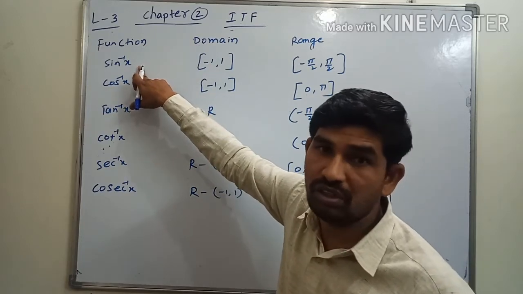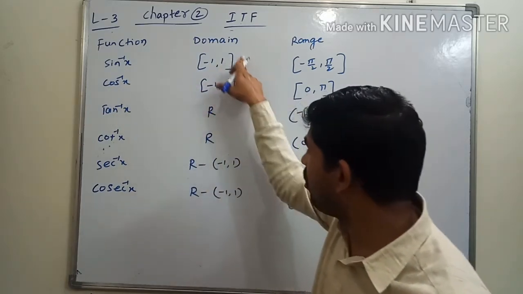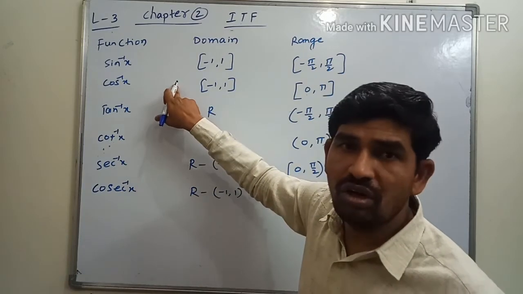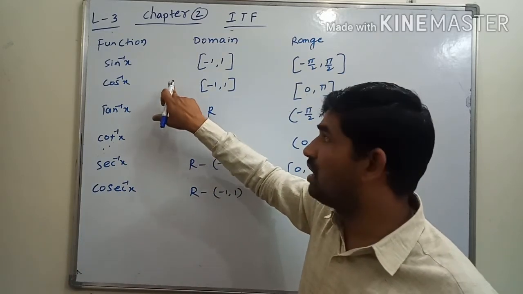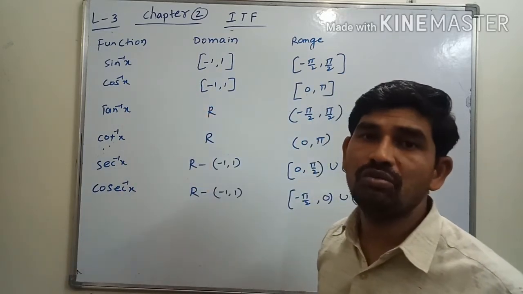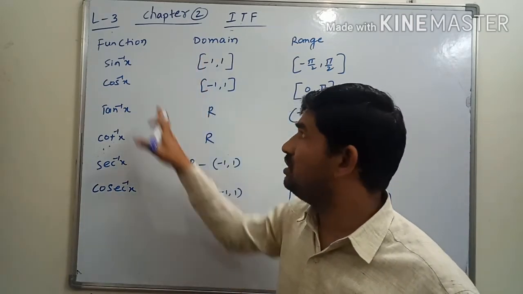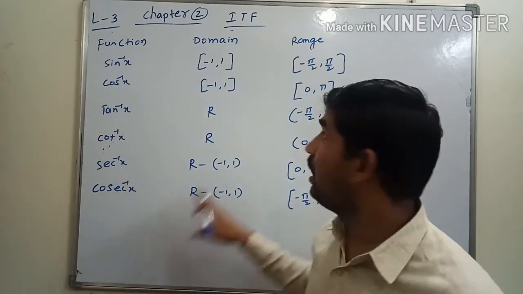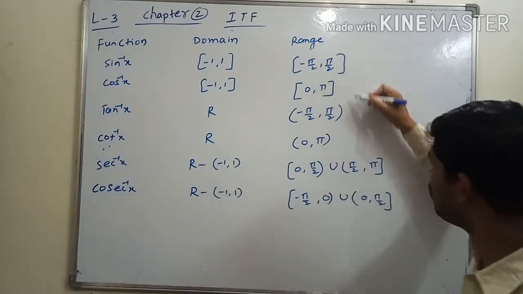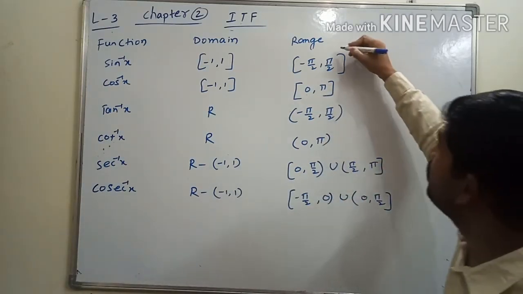Okay, inverse trigonometric functions. These are the ranges of the six trigonometric functions, but in this case, these are the domains of the inverse trigonometric functions. And the total part is the range. This is very important.